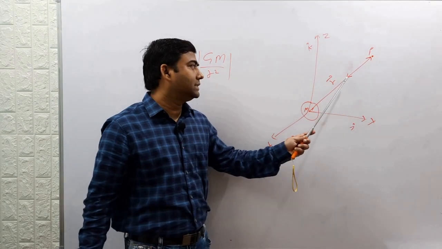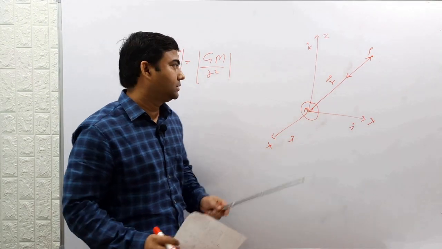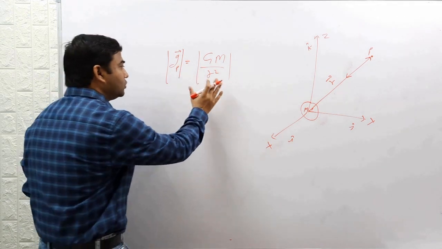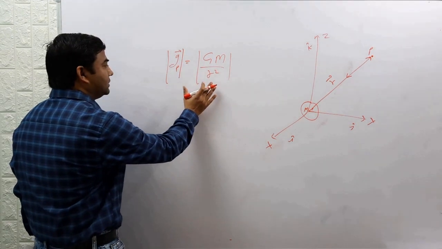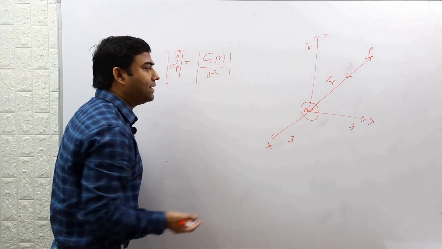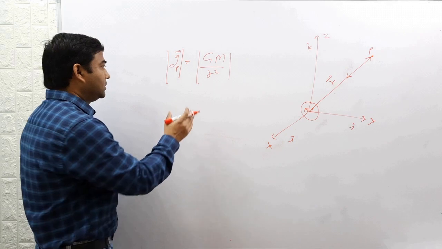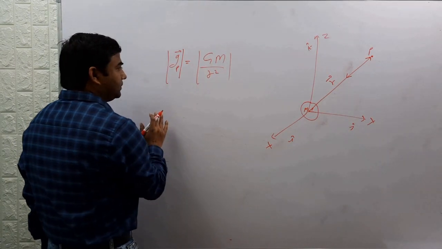The direction of this field is radially downward towards the center of this mass. So we can write it. Now we have to find the gravitational field in terms of a vector function. So the magnitude is known.